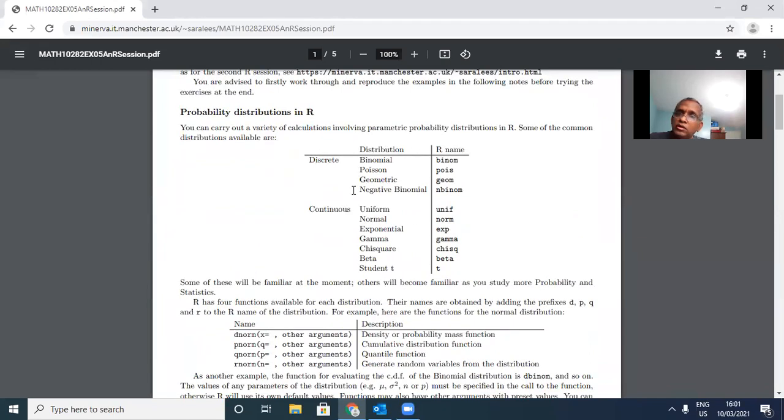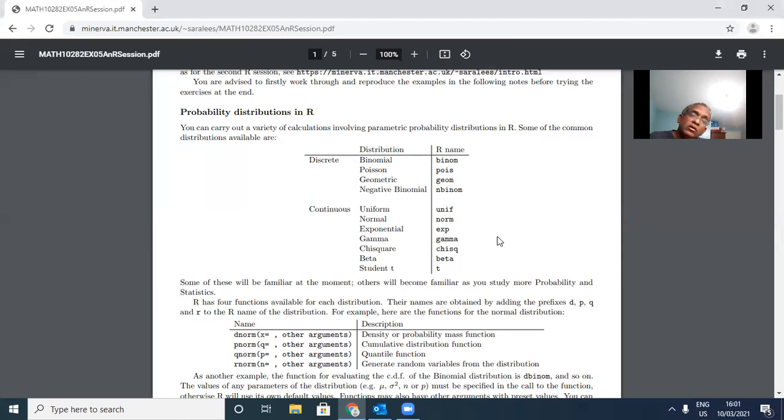All right. If you look at this table here, these are some of the discrete distributions you've seen, and these are some of the continuous distributions you have seen, right? And in R, for every distribution, there's a corresponding abbreviation. So for example, the binomial, the abbreviation is BINOM. For Poisson, it is POIS. For geometric, it is GEOM, and so on. And for uniform, which is a continuous distribution, the abbreviation is UNIF. For normal, the abbreviation is NORM. Exponential is EXP, and so on.